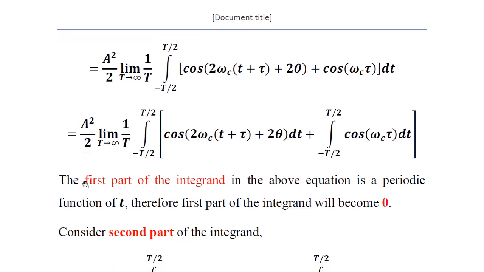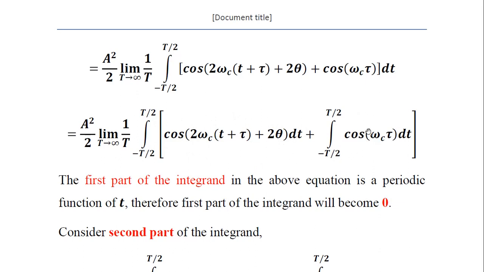Next we can focus on the first part of the integrand. This first integrand in our equation is periodic in nature, because whatever is happening within the T, the same thing is repeating even after t plus tau. That means it is periodic in nature. So the above equation is a periodic function of t. Therefore, the first part of the integrand, this entire part, will become equal to 0.